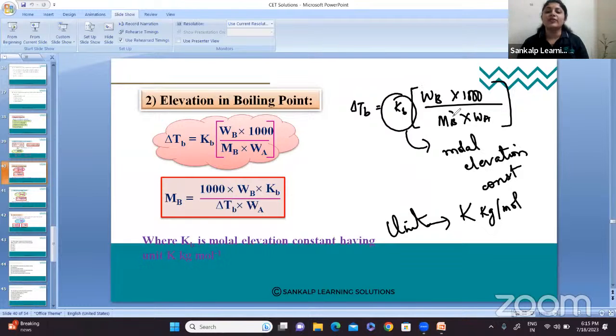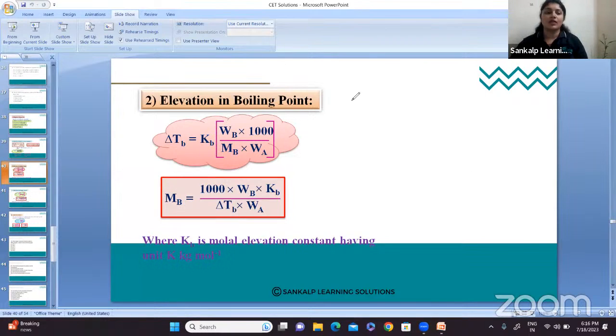If you want to find the molar mass of the solute, the molar mass of the solute is equal to 1000 into WB into KB divided by delta TB into WA. We have just rearranged it, so either this or this, if you remember one. If you want to find the molecular mass of the solute, MB, you can just take it out and put the remaining things. So this is the formula which is used in elevation of boiling point.